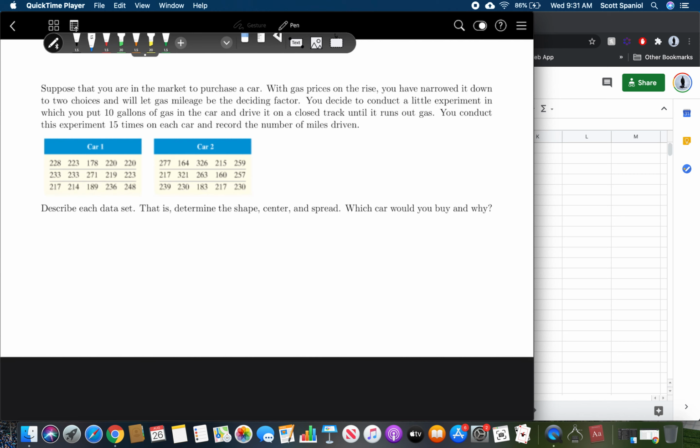So shape is it skewed or not? Center is measure of central tendency, so that's either median or mean. And then spread is how spread out is it. So that's measures of dispersion.